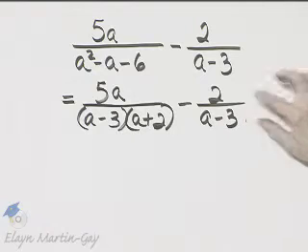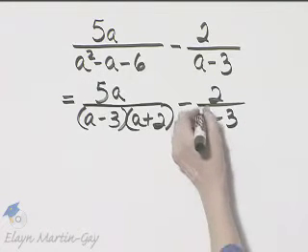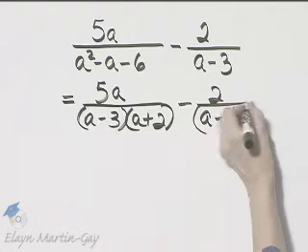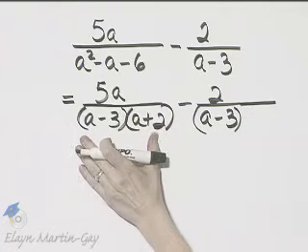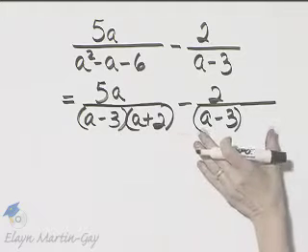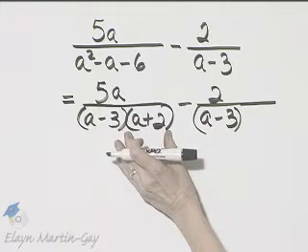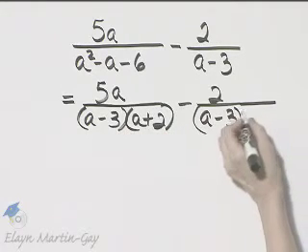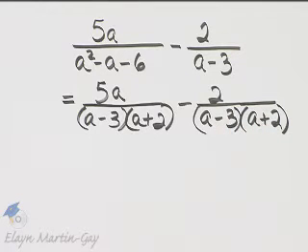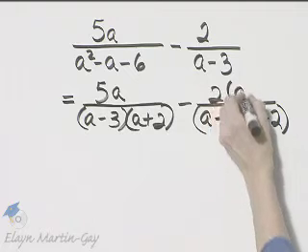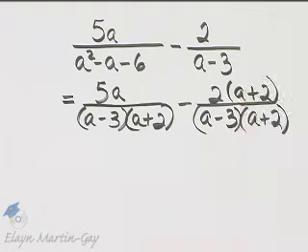Let's go ahead and look at this fraction, or this rational expression. What would I multiply the denominator by so that this denominator looks like this denominator? I would multiply this denominator by a plus 2. I'll go ahead and do it right here. If I multiply the denominator by a plus 2, I must multiply the numerator by a plus 2.